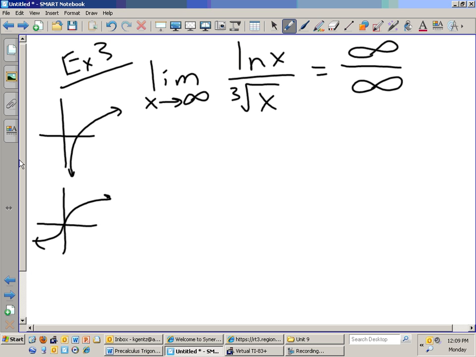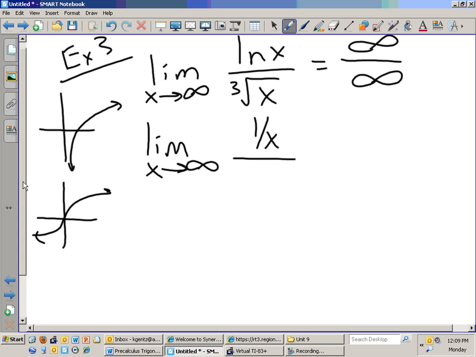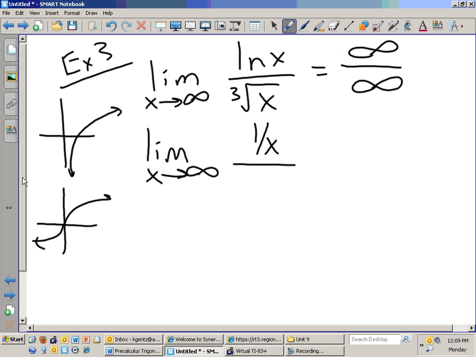So I can apply L'Hopital's rule. I get the limit as x approaches infinity of 1 over x, and then the cubed root of x. What's the derivative of x to the 1/3?